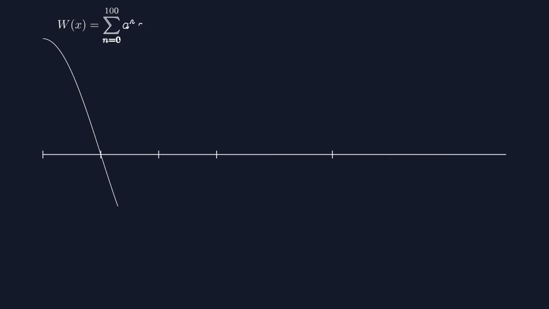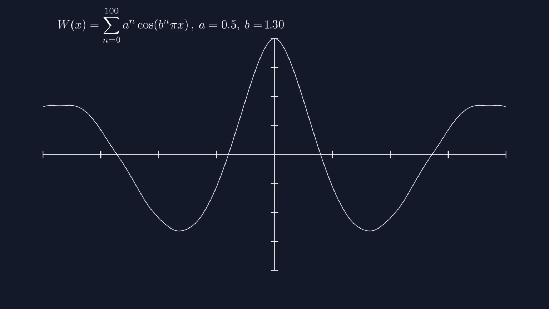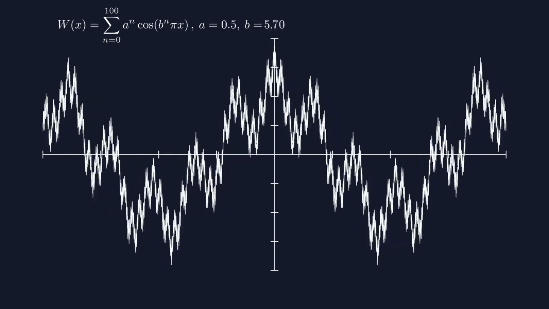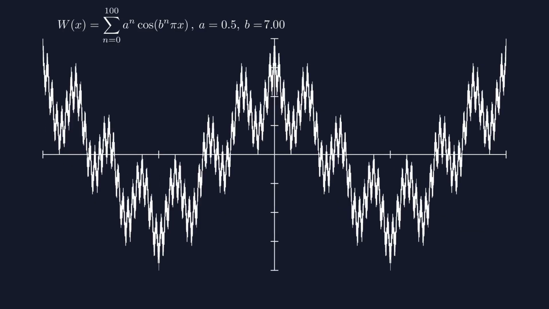This is the graph of the Weierstrass function. Initially, it looks like a cosine wave, but as b increases, the graph becomes increasingly jagged. It's perhaps best known for being the first published example of a function that is continuous everywhere, but differentiable nowhere. So it never has a defined gradient.